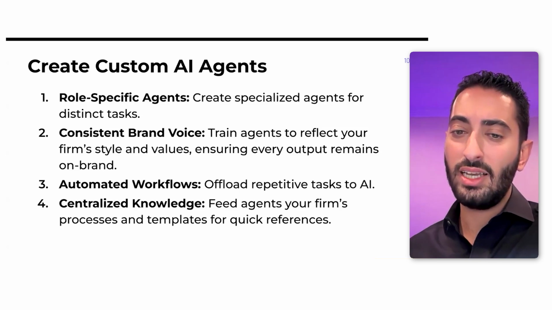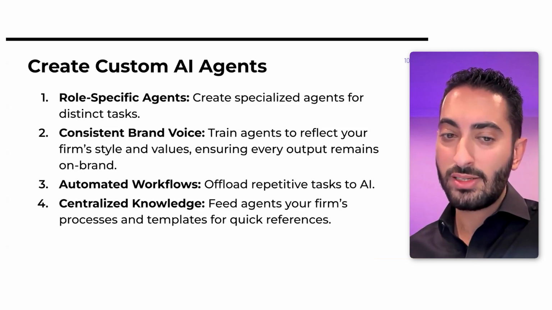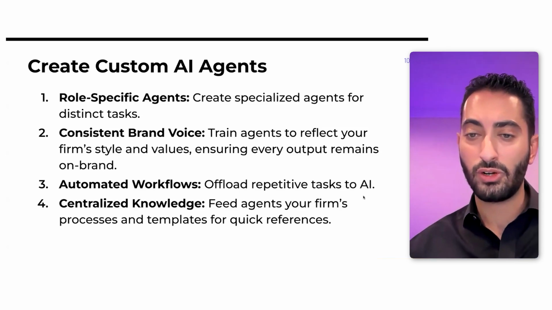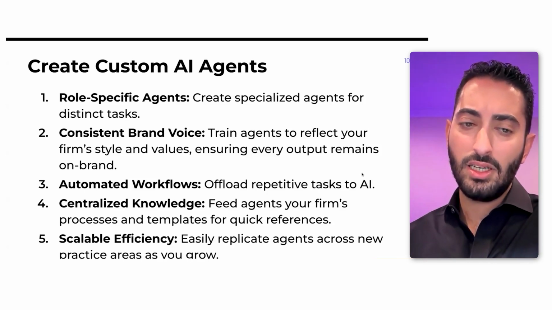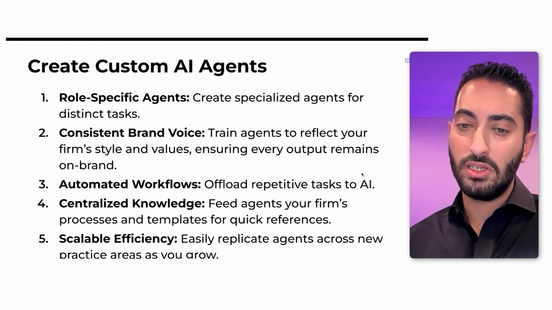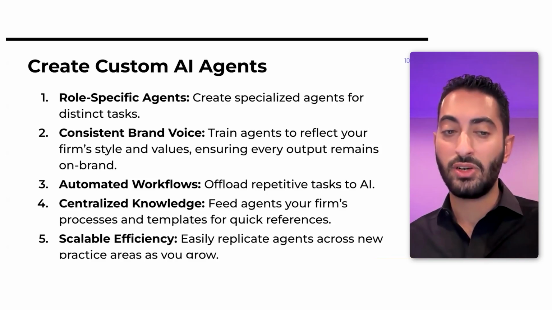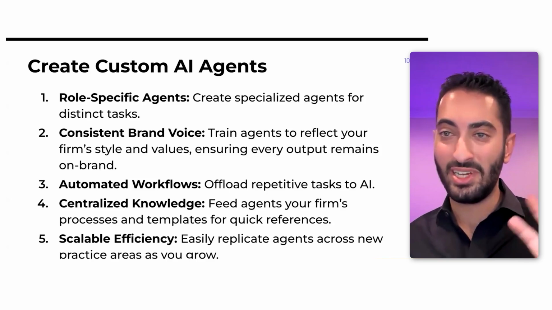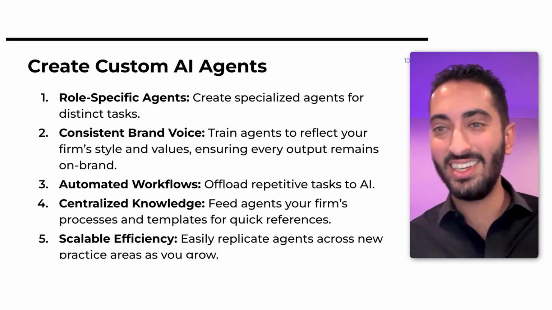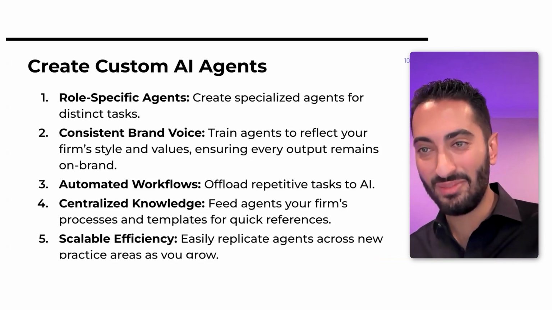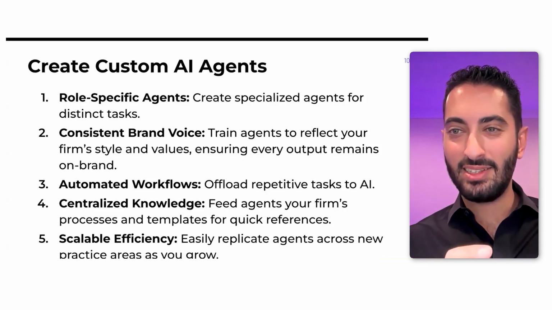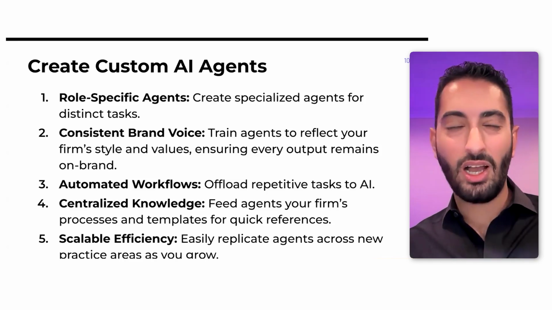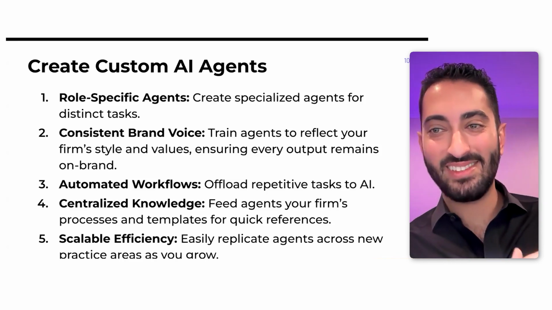So you can feed these AI agents your firm's processes and templates for quick references and quick uses. And it allows for scalable efficiency, so you can easily replicate agents across new practice areas as you grow. I do this all the time. Once I create one agent, I replicate that agent for another law firm using the same frameworks that I've done. And I could even replicate that agent over when that agent becomes tired. I'll explain what that means shortly as well.